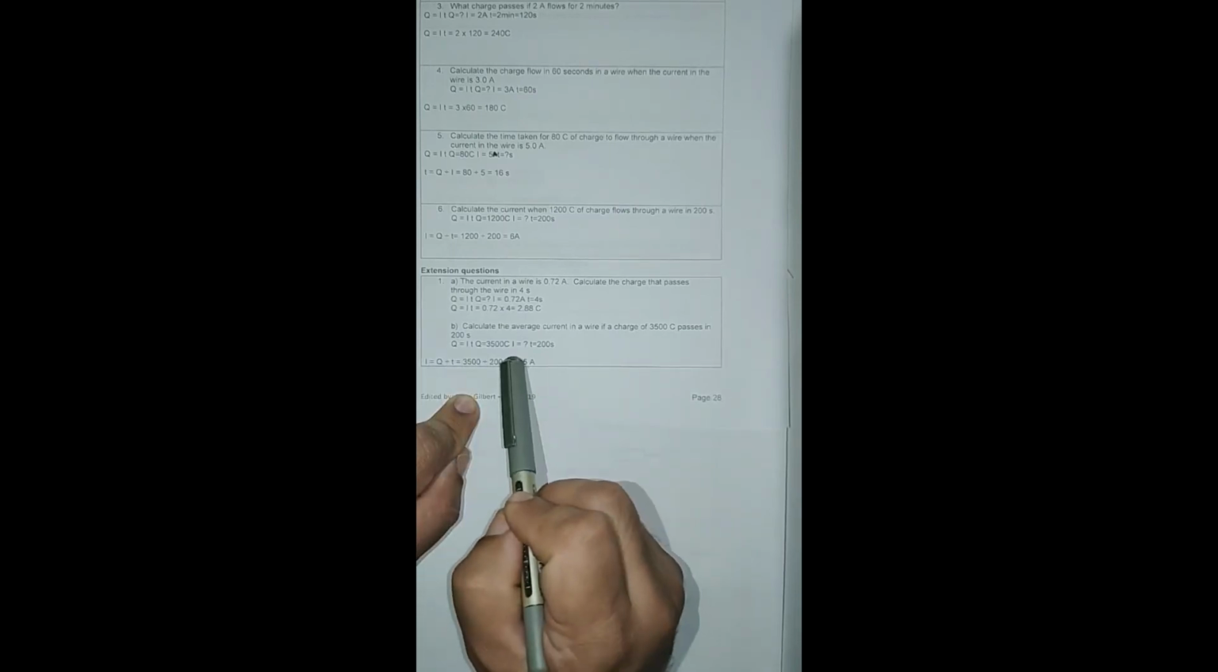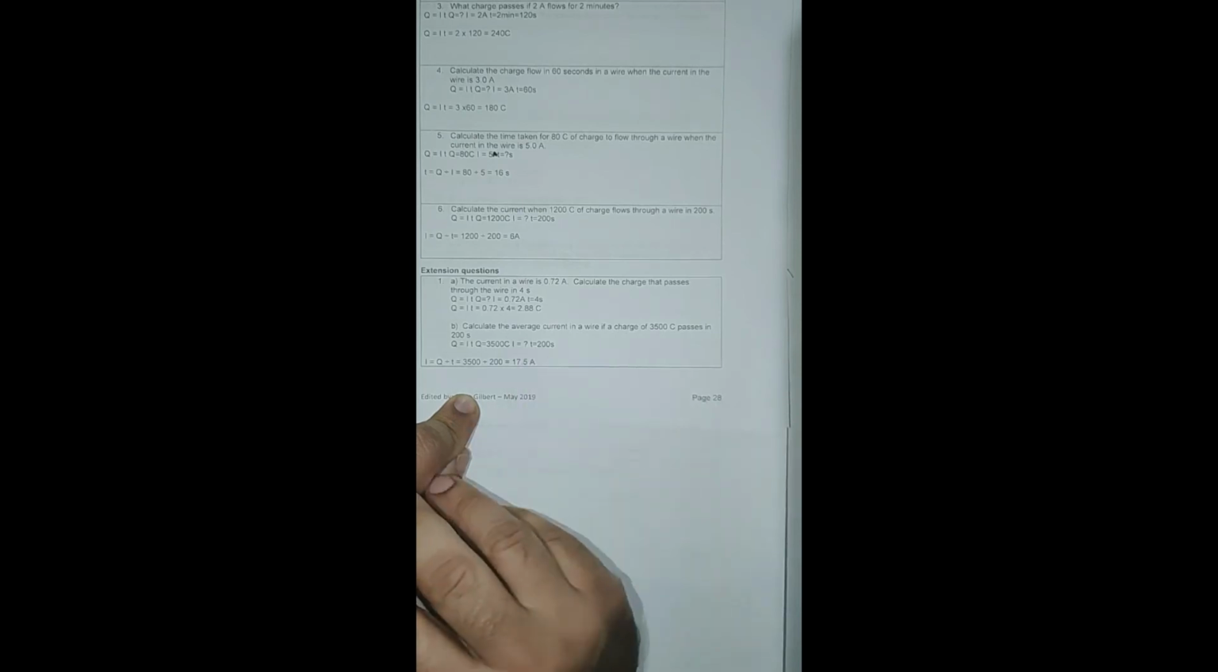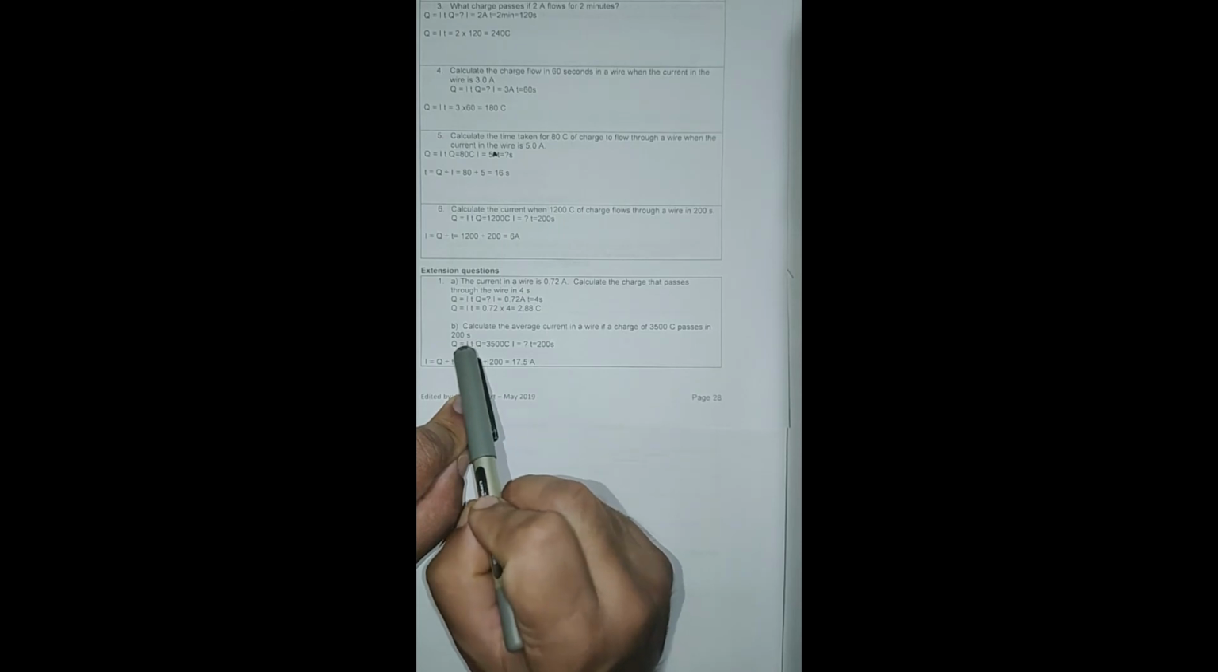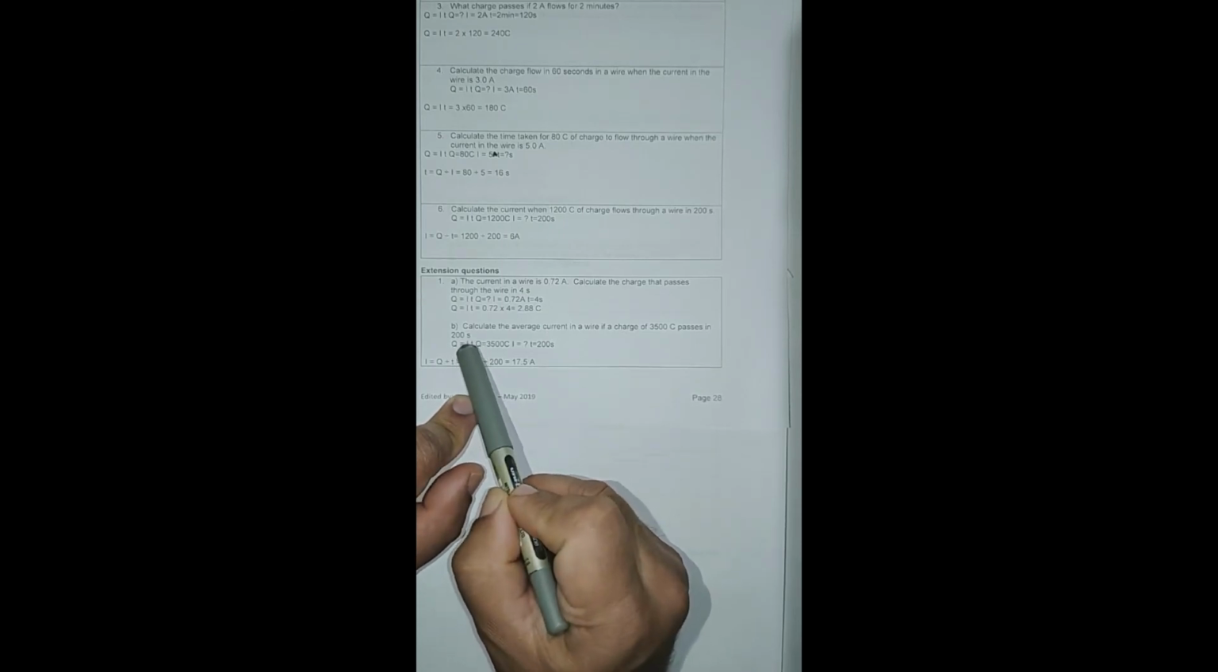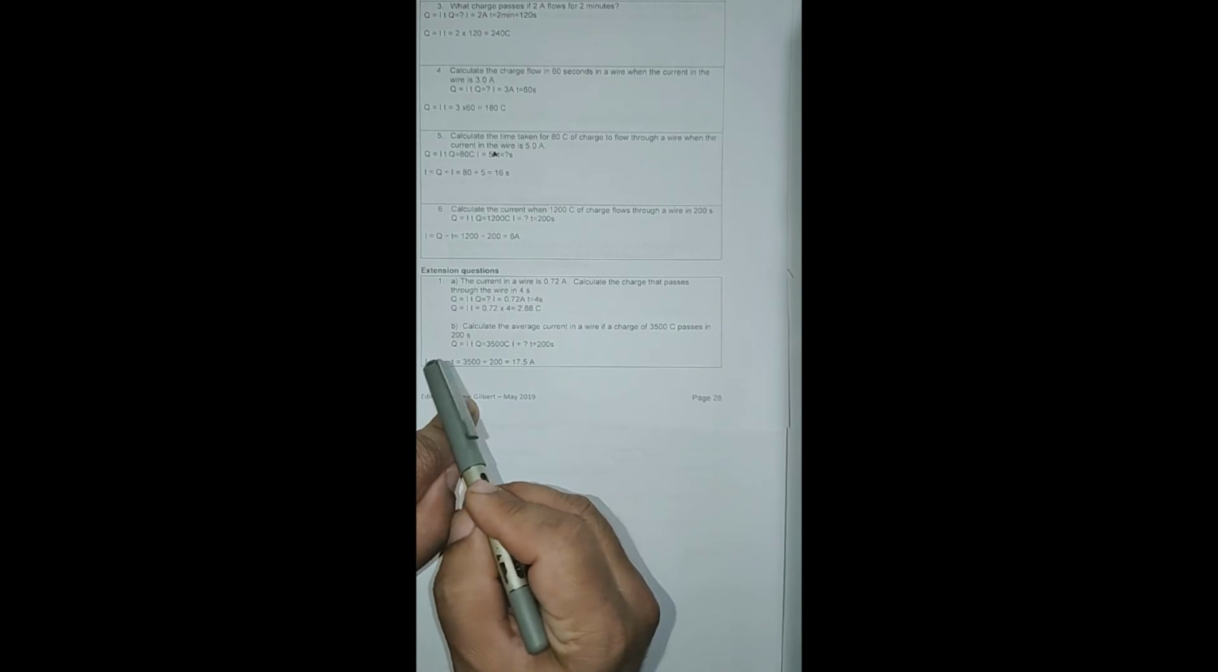So part B, question 1. Calculate the average current in a wire if a charge of 3,500 coulombs passes in 200 seconds. Again, write out the variables. Q, charge equals 3,500 coulombs. Current, we don't know. Time is 200 seconds. Do we have an equation that links the three variables? Q equals IT. We then need to rearrange this to give us the correct format. So current equals charge divided by time. Substitute in the values and you should get 17.5 amps for the current. Question number 2.